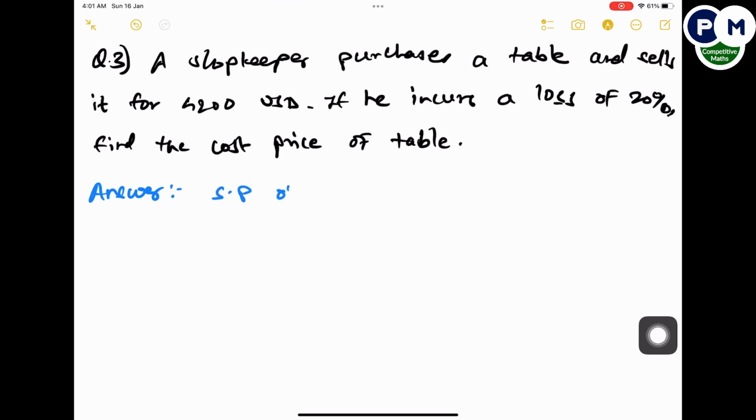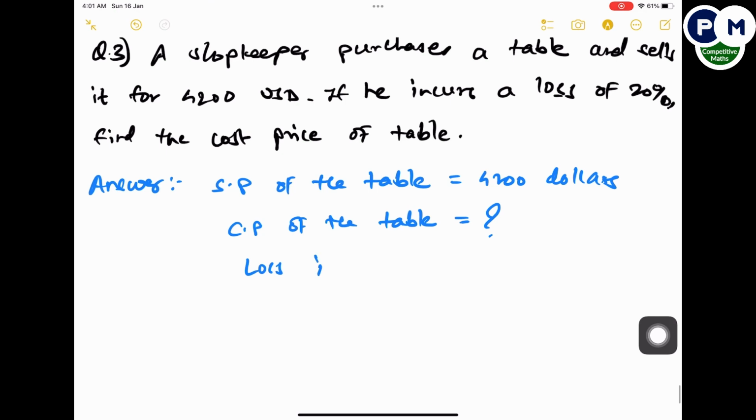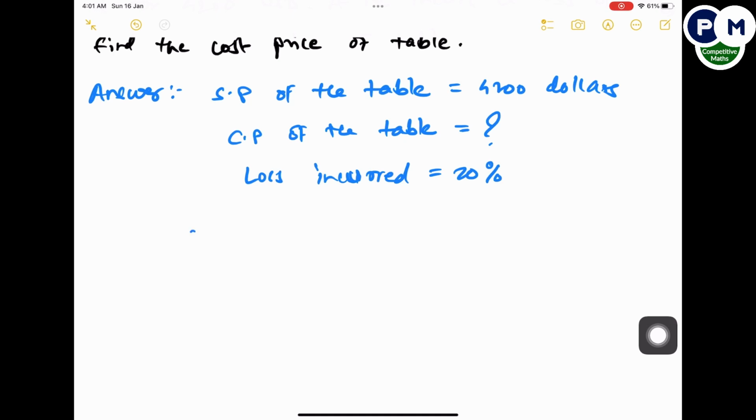A shopkeeper purchases a table and sells it for $4,200. If he incurs a loss of 20%, find the cost price of the table. Here is the answer. Selling price of the table is $4,200. What is the cost price of the table? Loss incurred equals 20%.